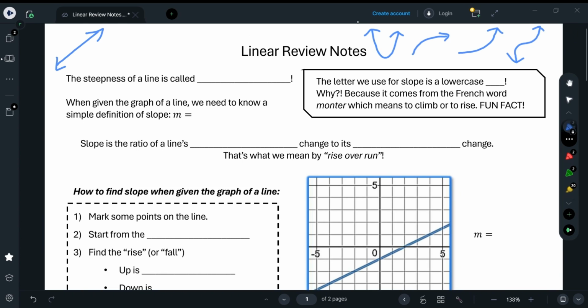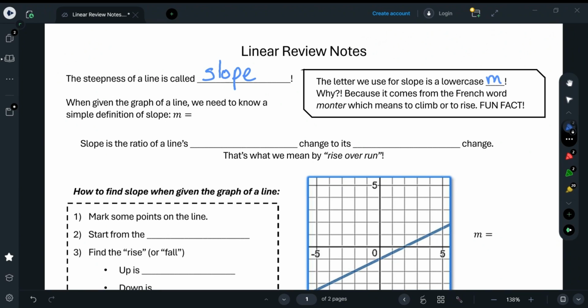So before we get into all this stuff, which is coming a little bit later in the semester and in the school year, we're going to review just the graphs and equations of straight lines, linear functions. So let's start off with this here. The steepness of a line is called the slope. Hopefully you remember this word, slope. And it says here, the letter that we use for the slope is a lowercase m.